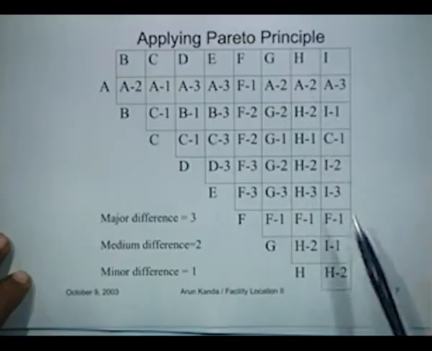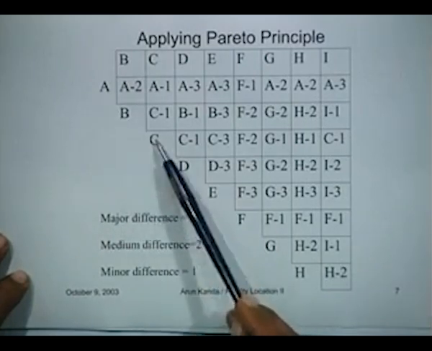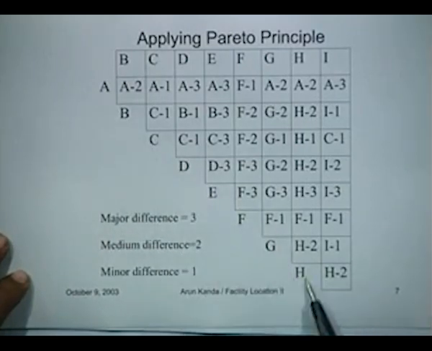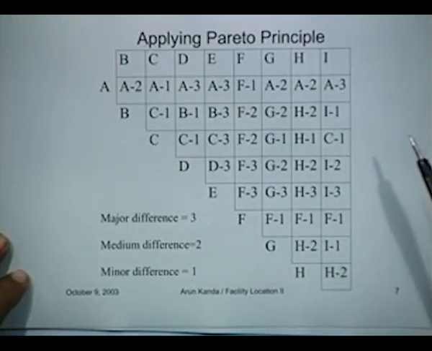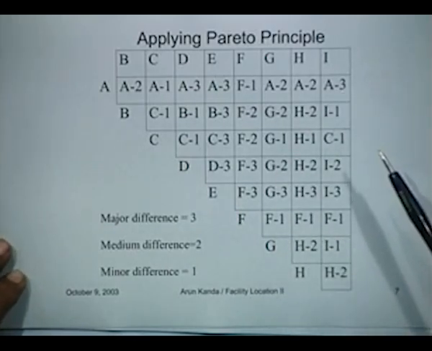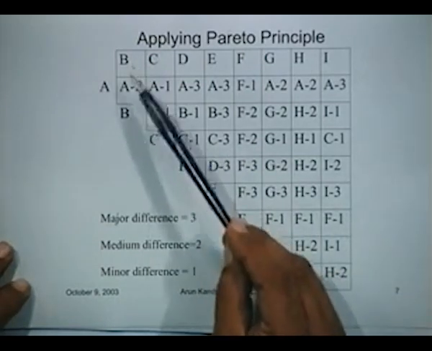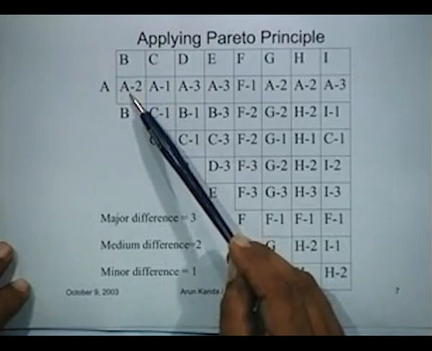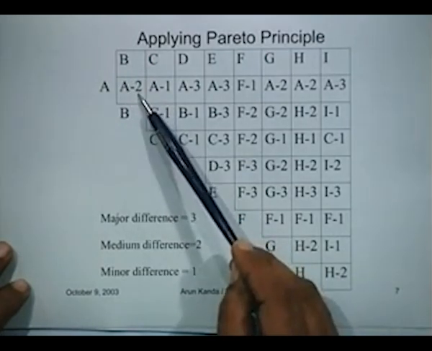For instance, for this particular problem, what was done was that this triangular matrix was constructed, and these were the objectives A, B, C, D, E, F, G, H, I, and the management was asked as to which do you feel. For instance, in comparing A and B, the management felt that A was more important and the difference was medium. So you wrote A2 here.